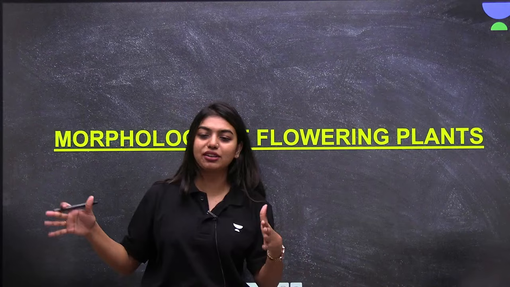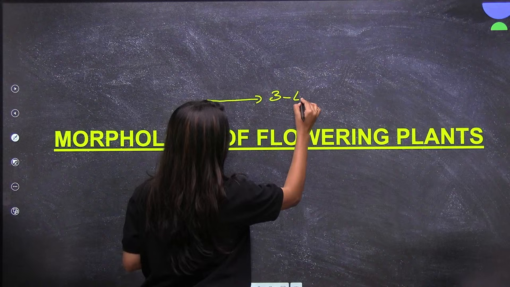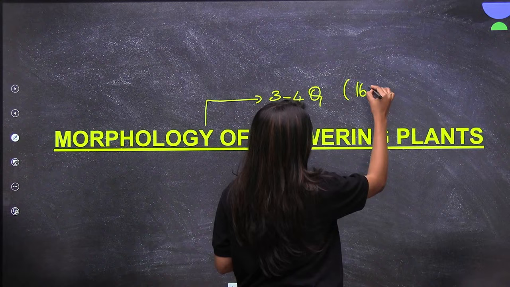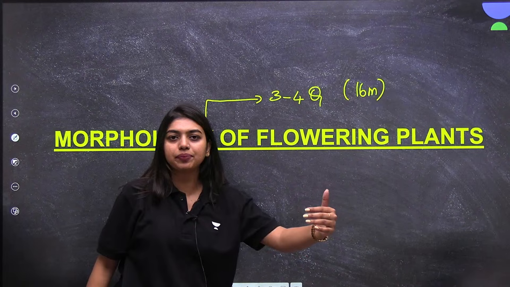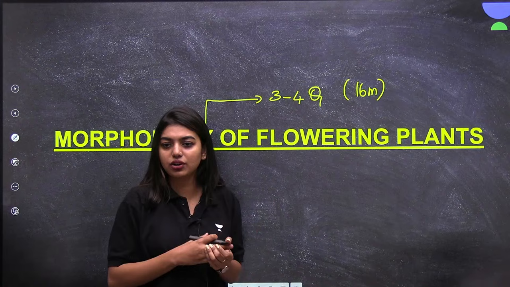So students, morphology in flowering plants. Understand that this chapter has a weightage of around 3 to 4 questions. That means approximately 16 marks, sometimes even up to 20 marks you can expect from this chapter. This chapter is connected to your anatomy. When you study morphology, anatomy becomes a little easier because here you are studying the physical appearances, like what you see outside, and there you are studying the internal, cellular arrangement, how the cells are arranged. Yes, fine. I like the energy.